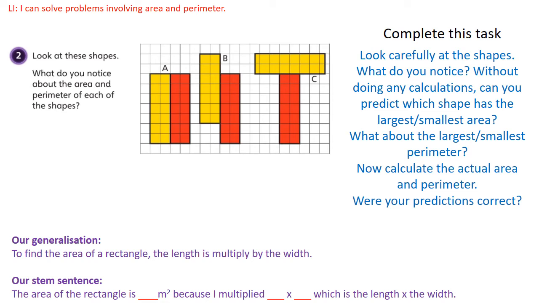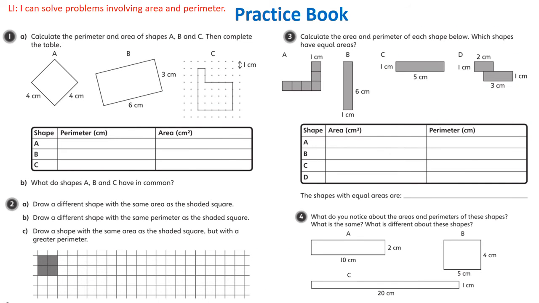The two shapes have been put together in different ways. So this is where you're going to need to count your squares to find out what the perimeter is. Remember to go right the way round the very outside of the shapes. Once you've had a go at that, then go into your practice book.